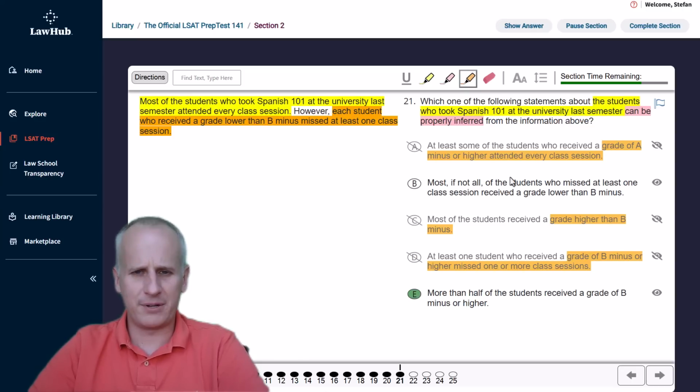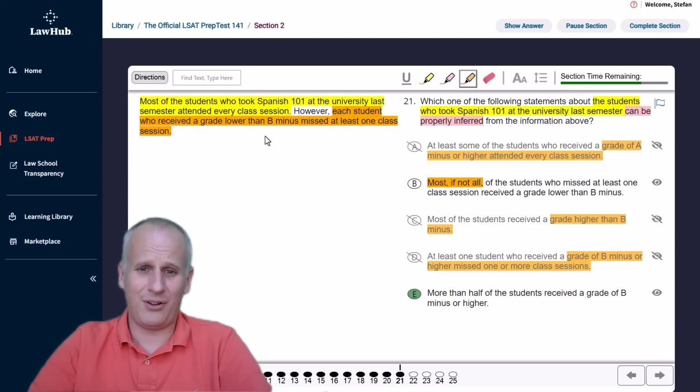But just for completion's sake, going back to choice B, most, if not all, of the students who missed at least one class session received a grade lower than B-. We don't know that. Again, we know that if you got a B-, you had to miss at least one class, but maybe it was just like Timmy. Timmy got a B- and he missed one class. There were five other students. They missed one class, but they all still managed to get a B- or higher. So again, B would need additional information.